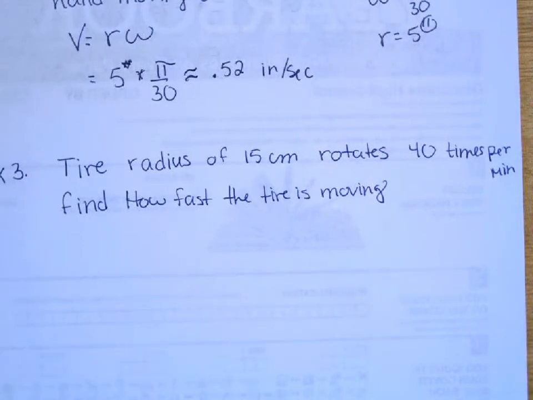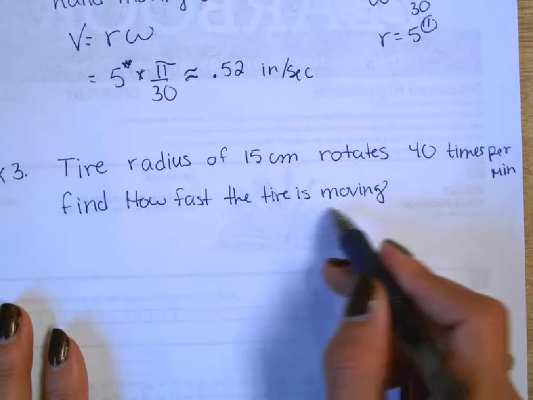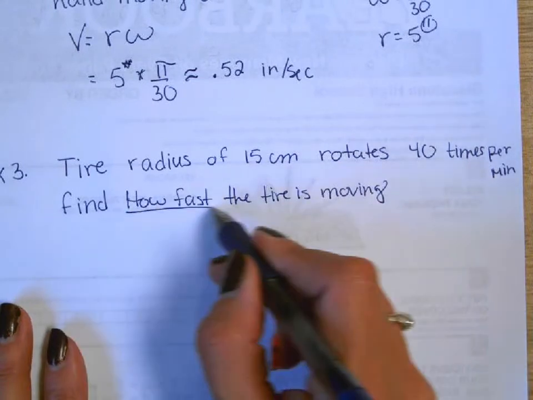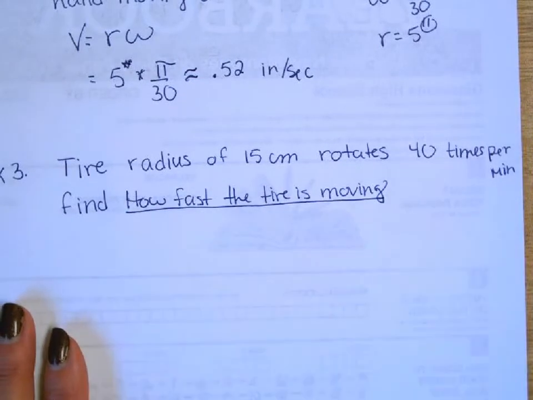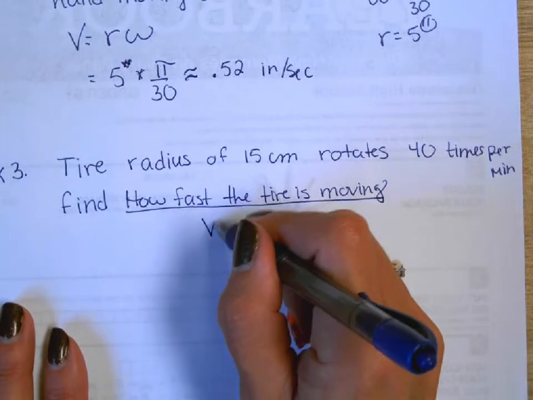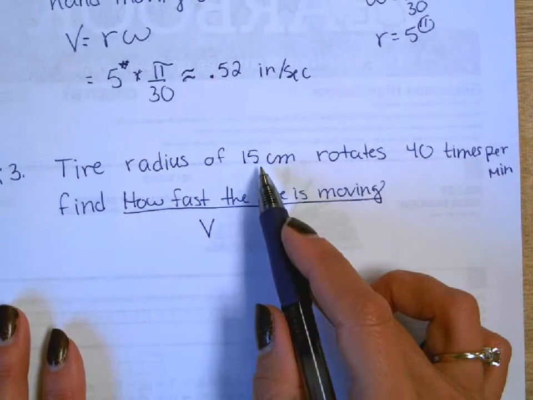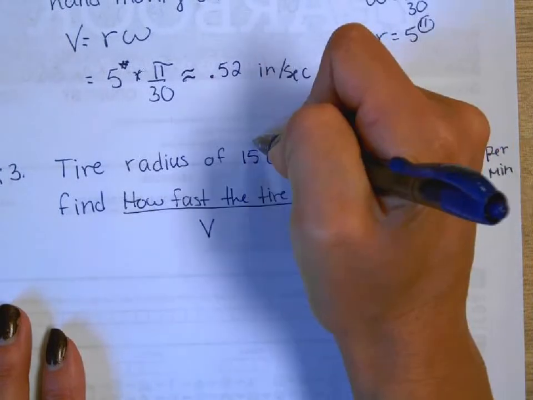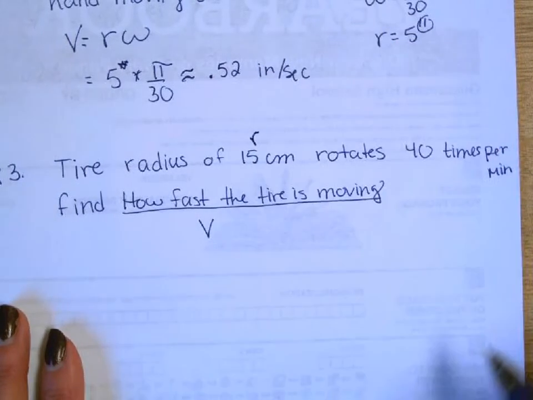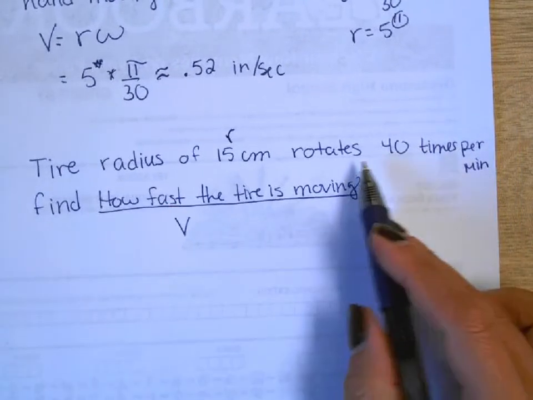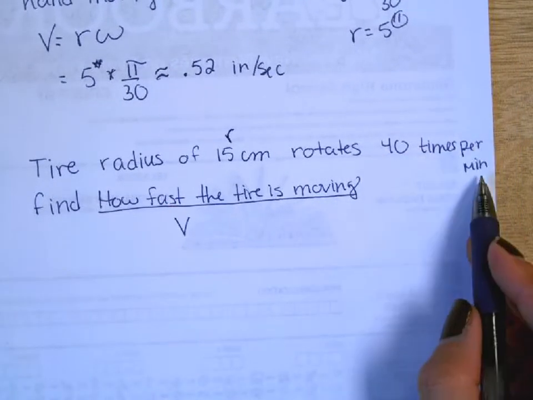Okay. It's all about looking at the labels and seeing what's given to you and what we're trying to find. First of all, how fast the tire is moving. What am I trying to find? Which velocity? Linear. Big V. I'm trying to find big V. 15 is giving me radius. Rotating 40 times in each minute.